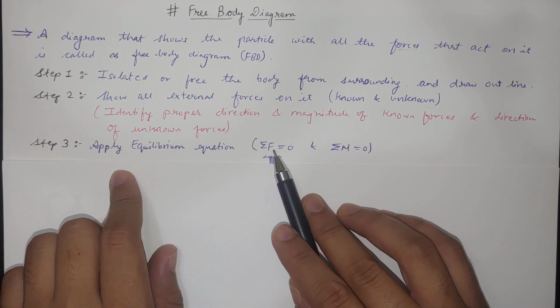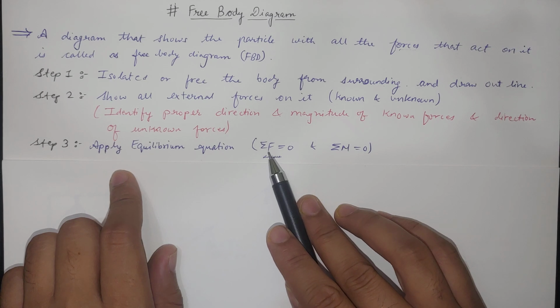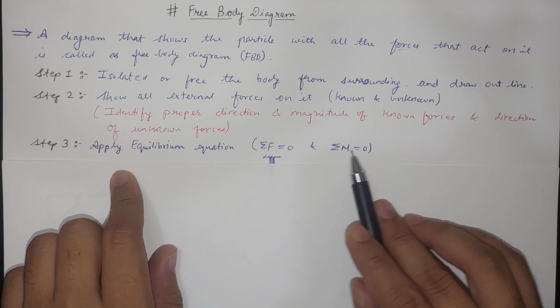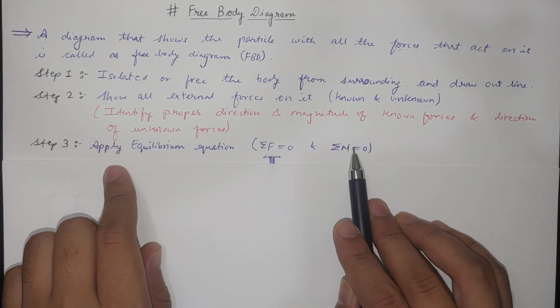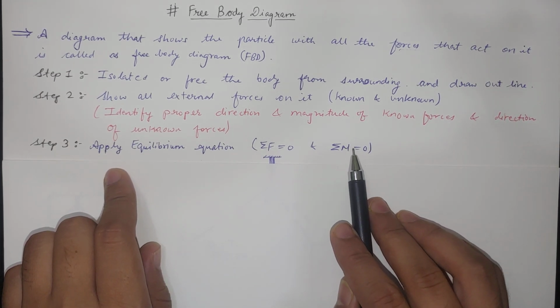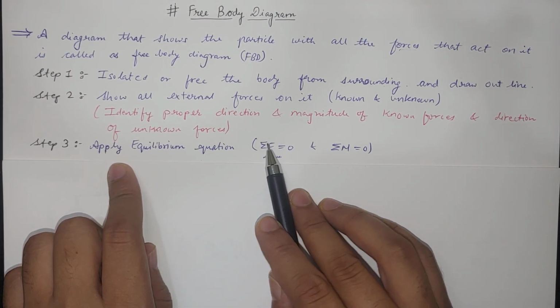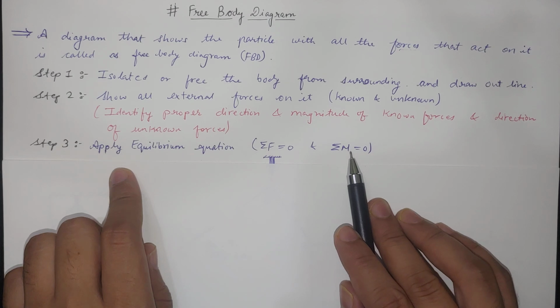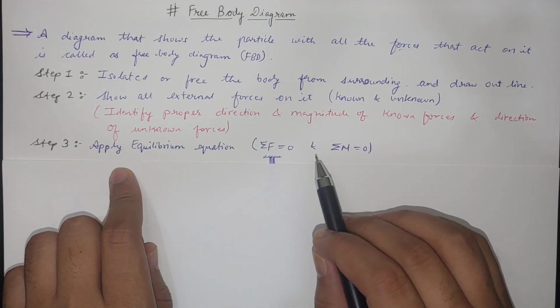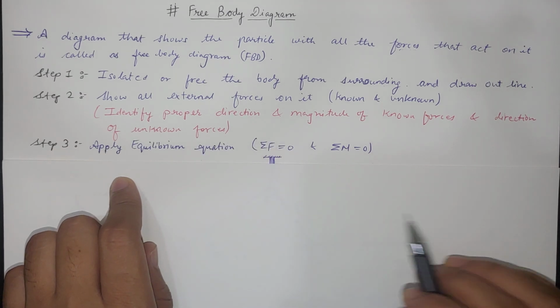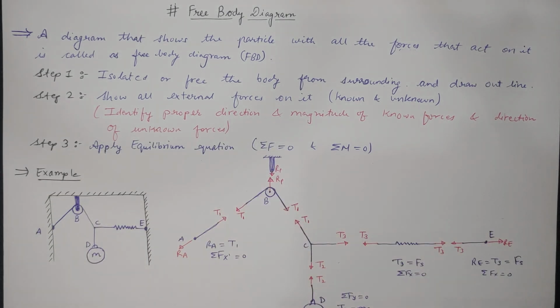And if it is a 2D diagram, meaning a planar diagram, then summation of Fx equal to 0, summation of Fy equal to 0, and summation of moment in the z direction equal to 0. So we get three equations in a 2D diagram and six equations in a 3D diagram. We apply the equilibrium equations and find the unknown forces acting on the body. That is how we can solve a free body diagram problem in statics. And one example we will see here.